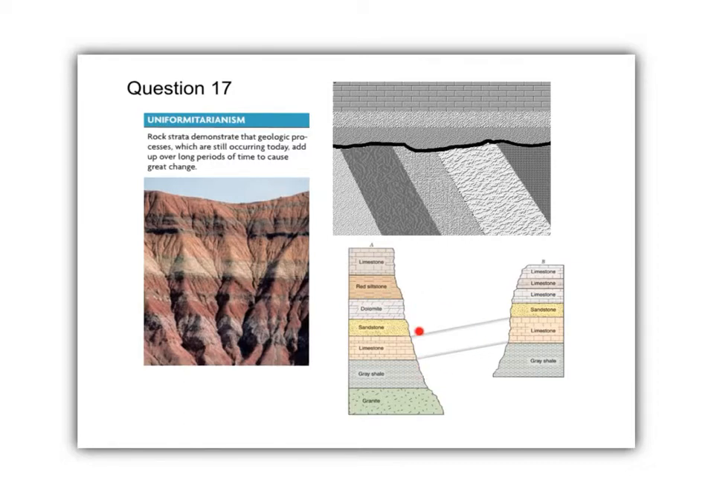Down here, this is an example of correlation, and correlation means, so sandstone was laid here at spot A and was also laid here at spot B. So if we know those are both laid at the same time, we can get a general idea of the time frame when both were laid down in the history of Earth.